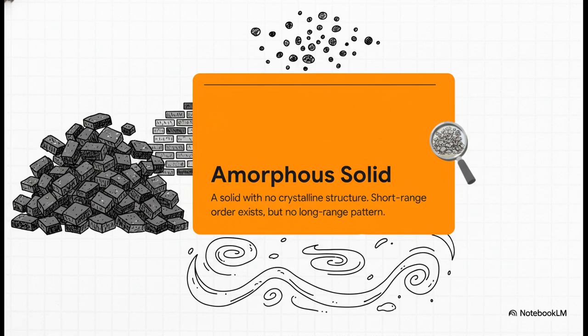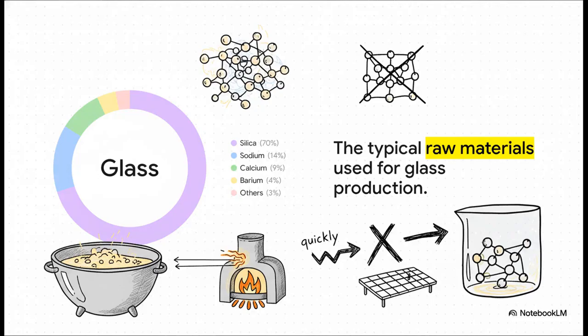The best way to think about it is the difference between a perfectly stacked brick wall and just a random pile of bricks. Glass, and even things like soot, are amorphous. And this shows that idea perfectly. This is basically the recipe for everyday glass. It's mostly silica with some other stuff mixed in.